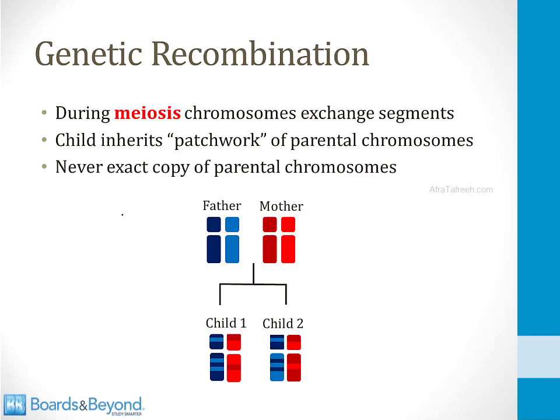Let's start by reviewing the principle of genetic recombination. During meiosis, chromosomes exchange segments so that the child inherits a patchwork of parental chromosomes and never an exact copy of one of the parental chromosomes.